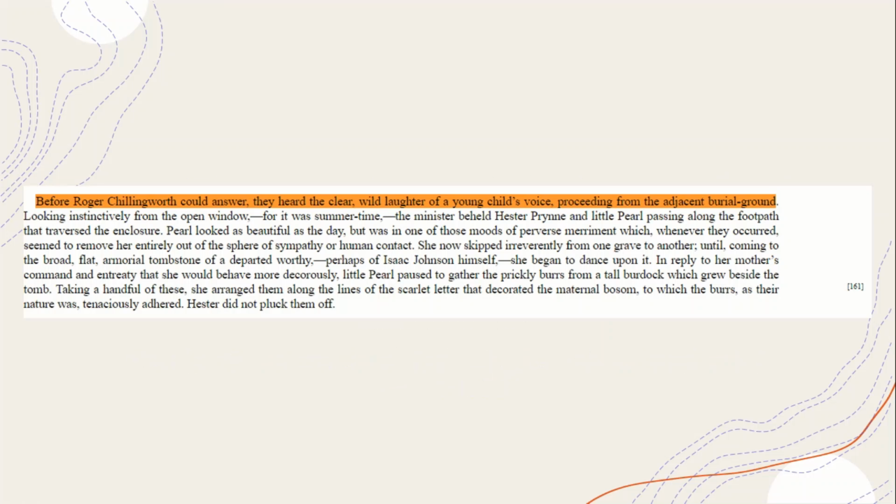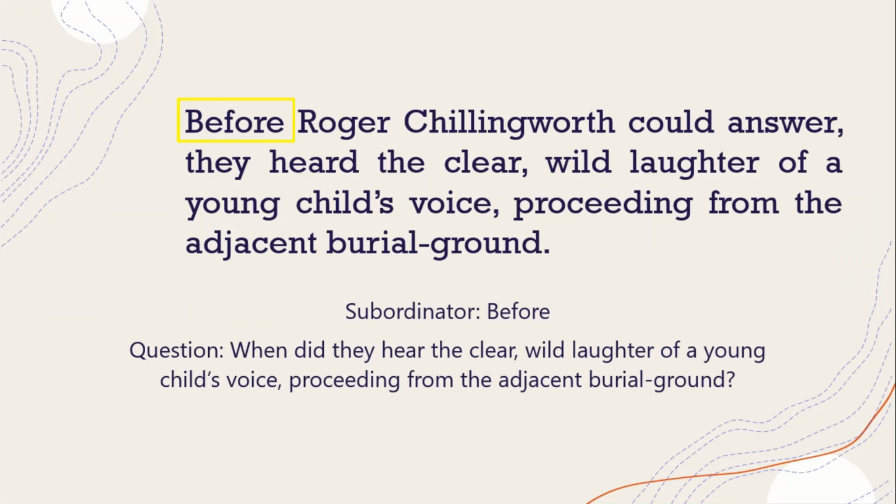Here we have the second example that says, before Roger Chillingworth could answer, they heard the clear, wild laughter of a young child's voice proceeding from the adjacent burial ground. The subordinator in this last example is before, and the question is, when did they hear the clear, wild laughter of a young child's voice proceeding from the adjacent burial ground?